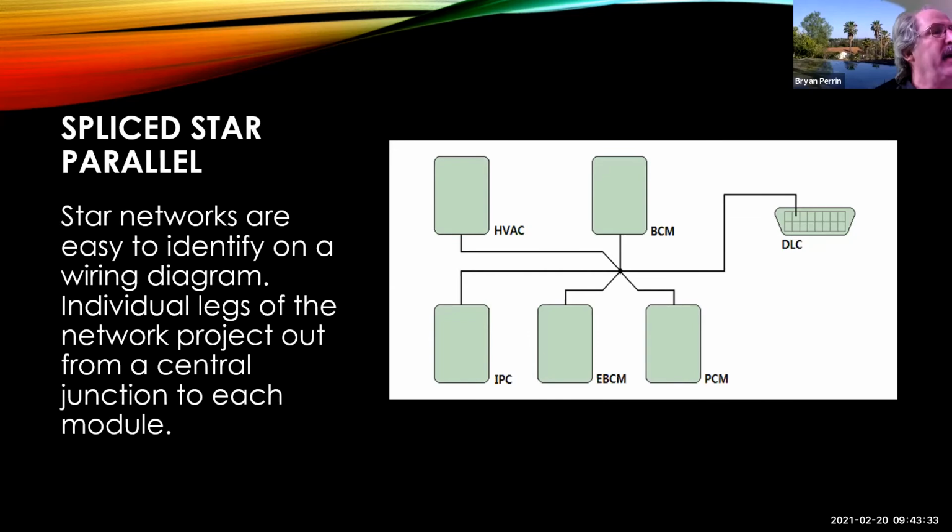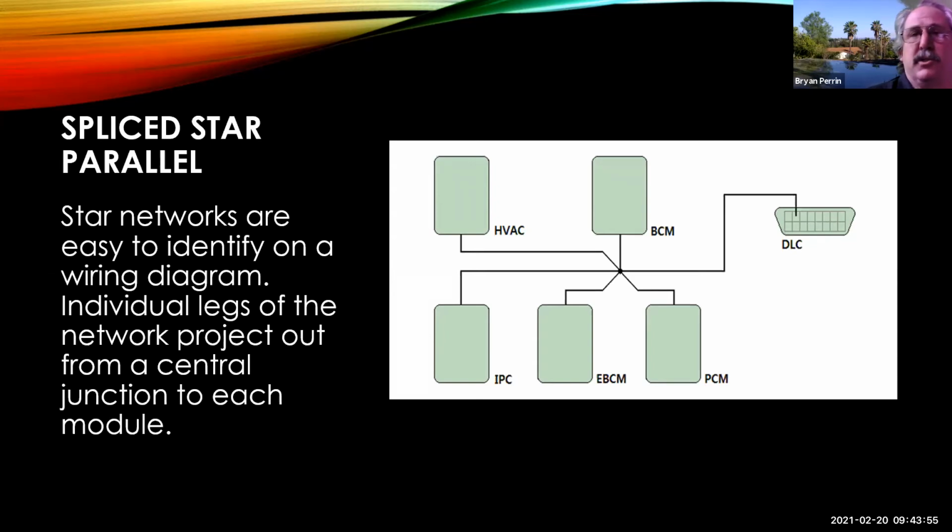So here's a splice star parallel. Star networks are easier to identify in the wiring diagram. Individual legs project from a central junction to each module. GM does this. They use a comb on their class 2, but Toyota, BMW, and others also do this, where they run to a central splice point and then everyone goes out from there.